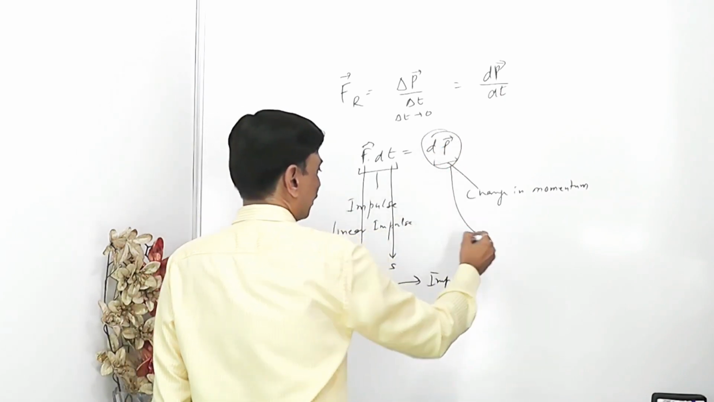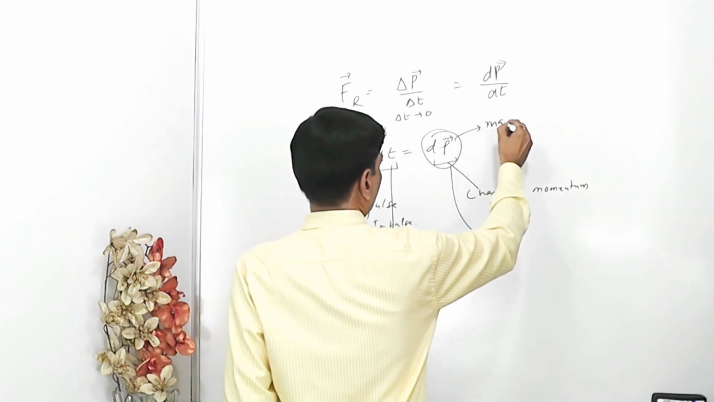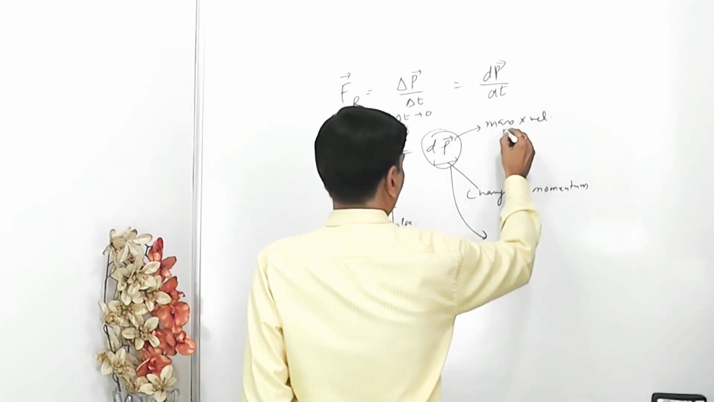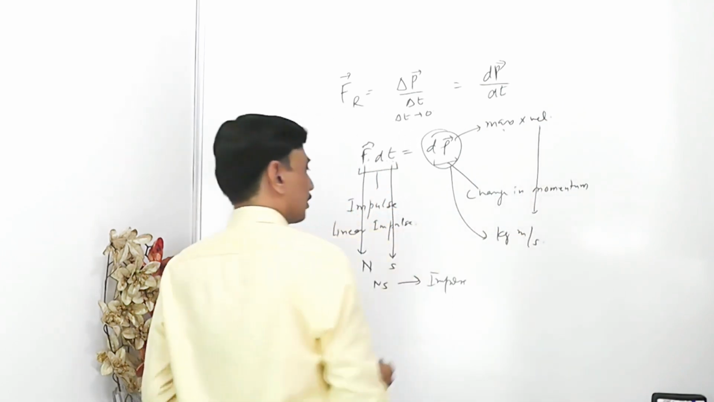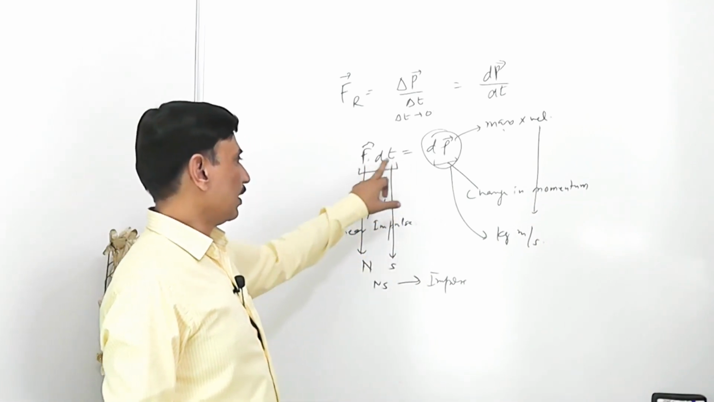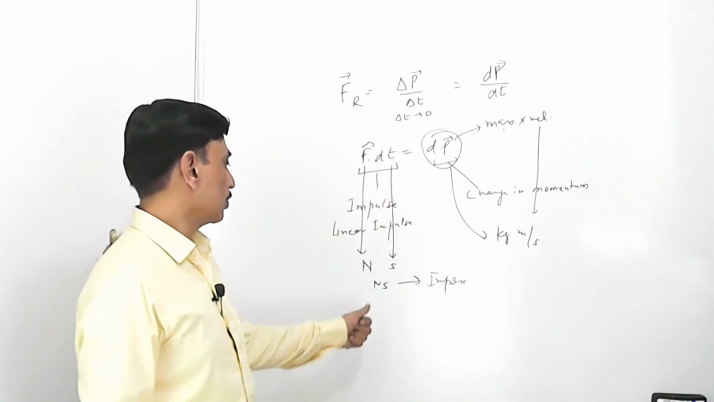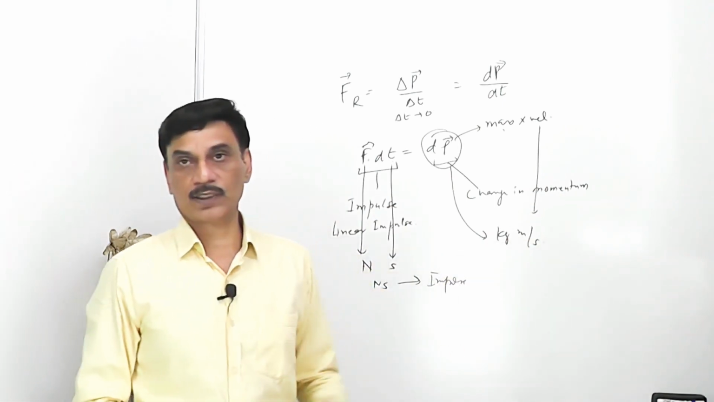Change of momentum or momentum will have the same units. It is mass into velocity. Mass is kilogram, velocity is meter per second. So obviously there is an equality sign. So F dt, that is impulse, has units you can either say Newton second, or you can say kilogram meter per second. That's one and the same thing.